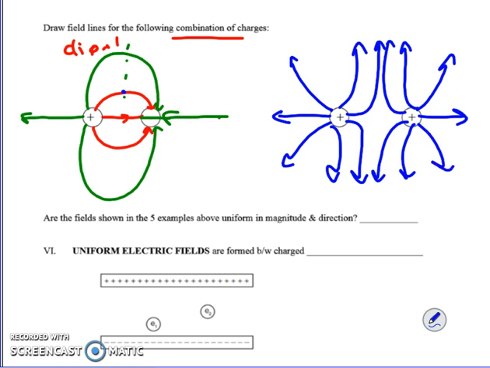And if we had two negatives, which I'm not going to draw here, they look identical to this, showing repulsion. The field lines are pushing up against each other, but the arrows would be turned inward. Okay, so that's 5 situations looked at. 4 that we've drawn and 1 we can imagine.